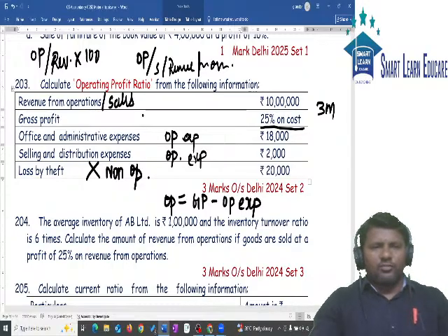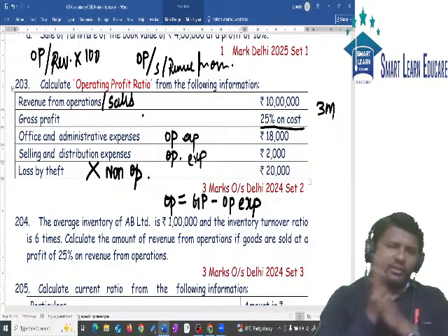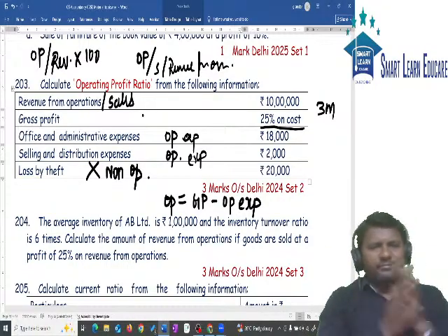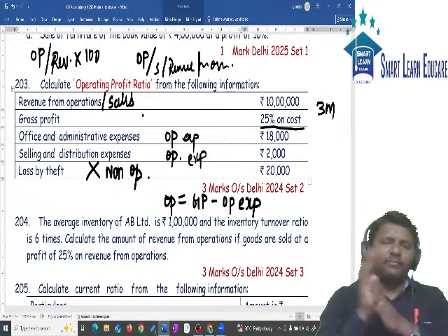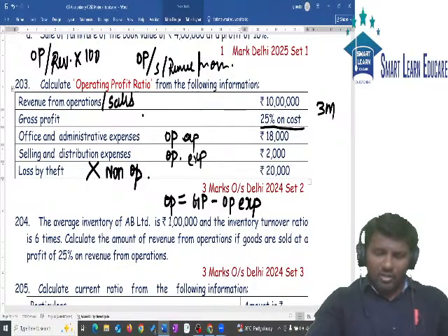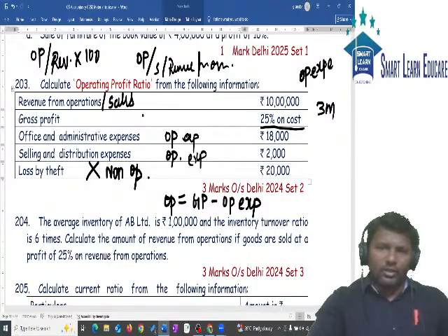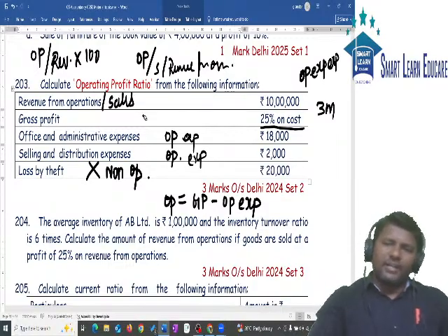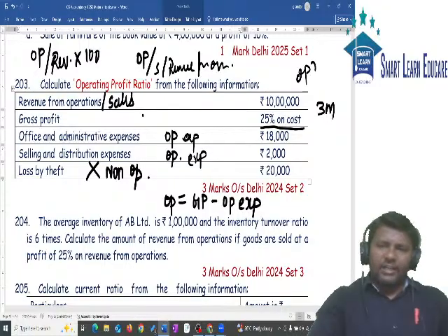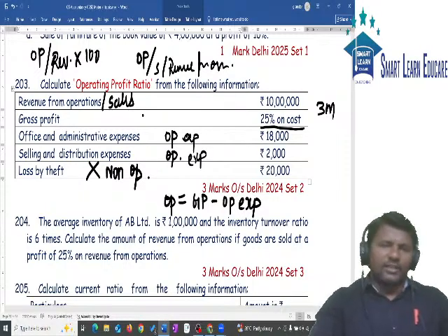We have two formulas. One is operating profit ratio, another one is operating ratio. Here they are asking for operating profit, so operating profit divided by the revenue from operation into 100. One more formula we have is the operating expense ratio, which we also call operating ratio. It is operating expense divided by revenue from operation into 100. Anyway, we will solve this and you will get the clarity.